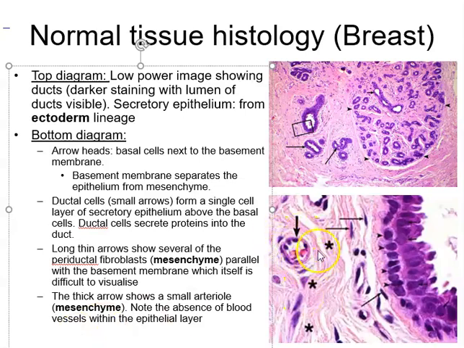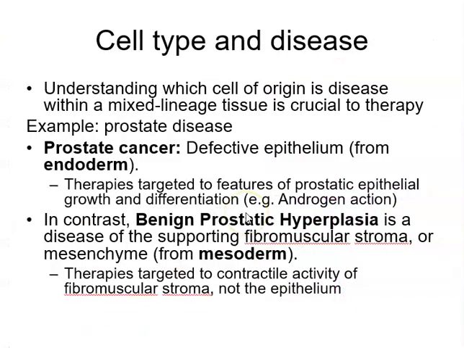The other key feature is this big arrow here showing a blood vessel lined with endothelial cells, and within that blood vessel you can see some red blood cells. So now we know the nomenclature of the cells.